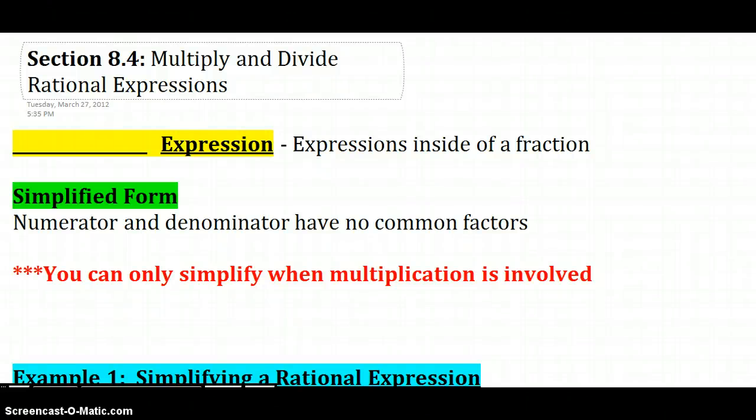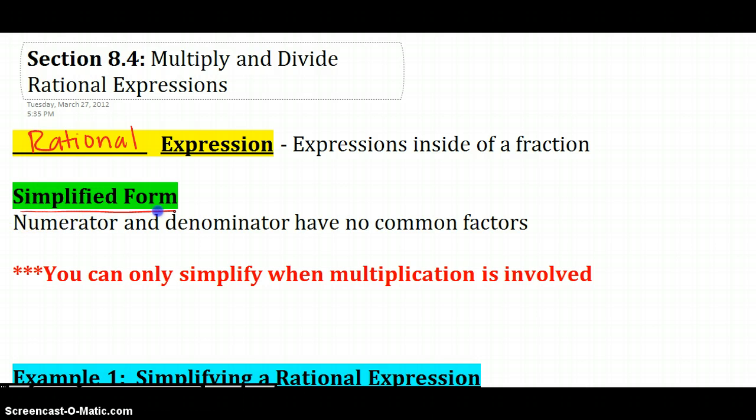So we know that Chapter 8 is all about rational expressions, and Section 8.4 is on multiplying and dividing these rational expressions. Now when you hear the word rational, you should think of fraction, because a rational number is any number that can be made into a fraction. So that would mean that a rational expression would be an expression inside of a fraction, so the same kind of definition.